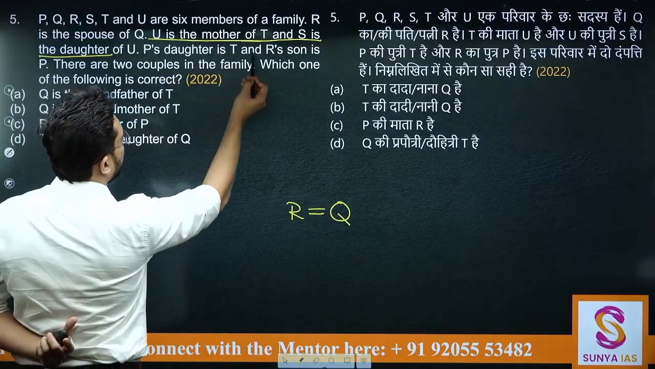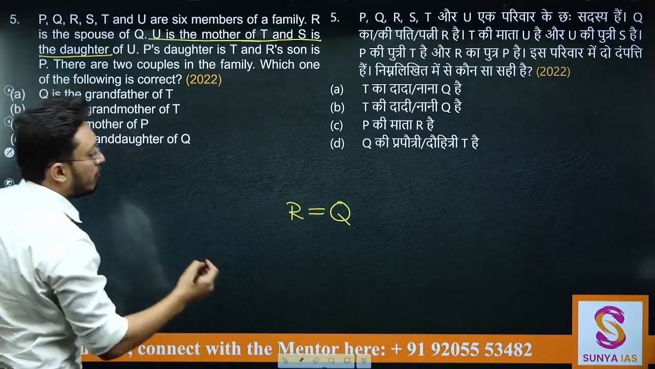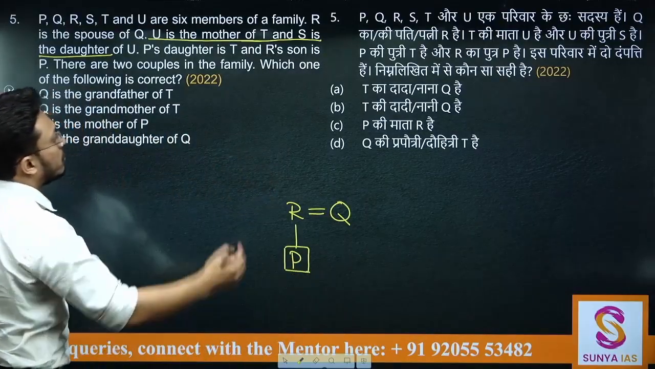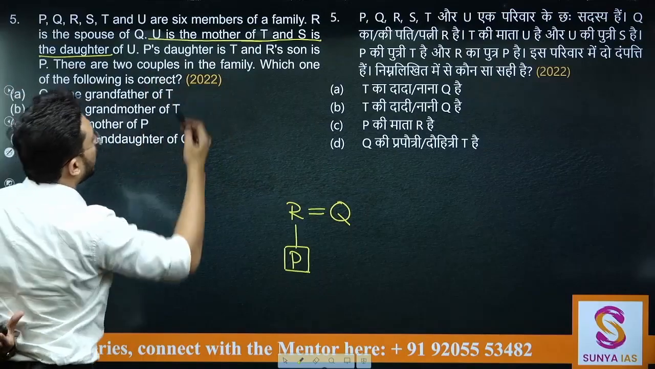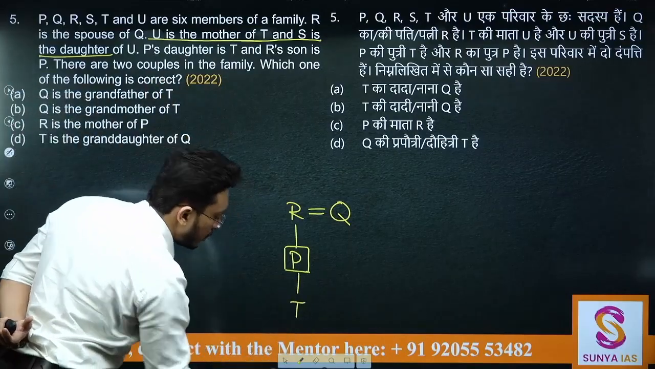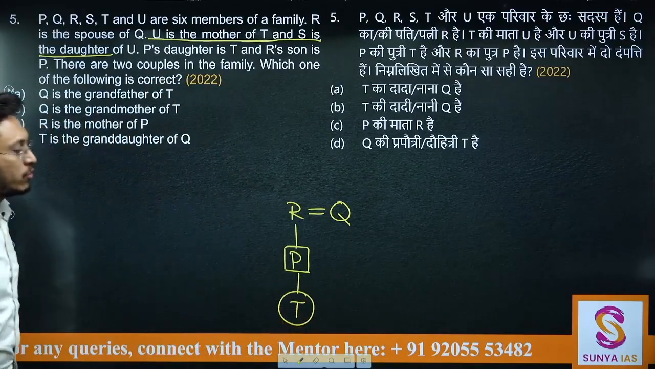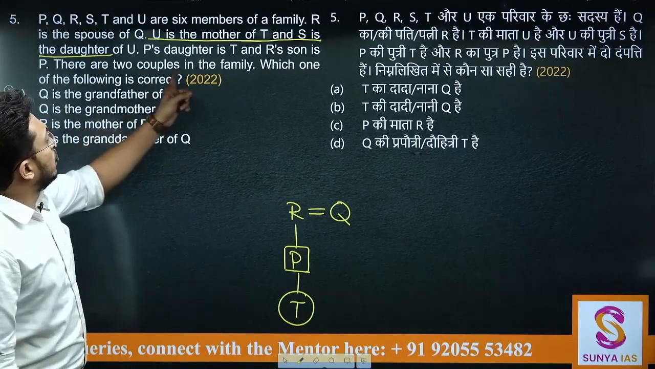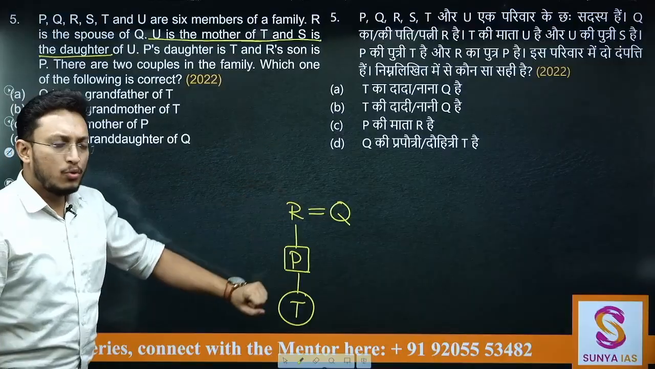P's daughter is T and R's son is P. So what we know is R's son is P, and P's daughter is T. So you have P's daughter, that is T. This is what we know here. We also know that there are two couples in the family.